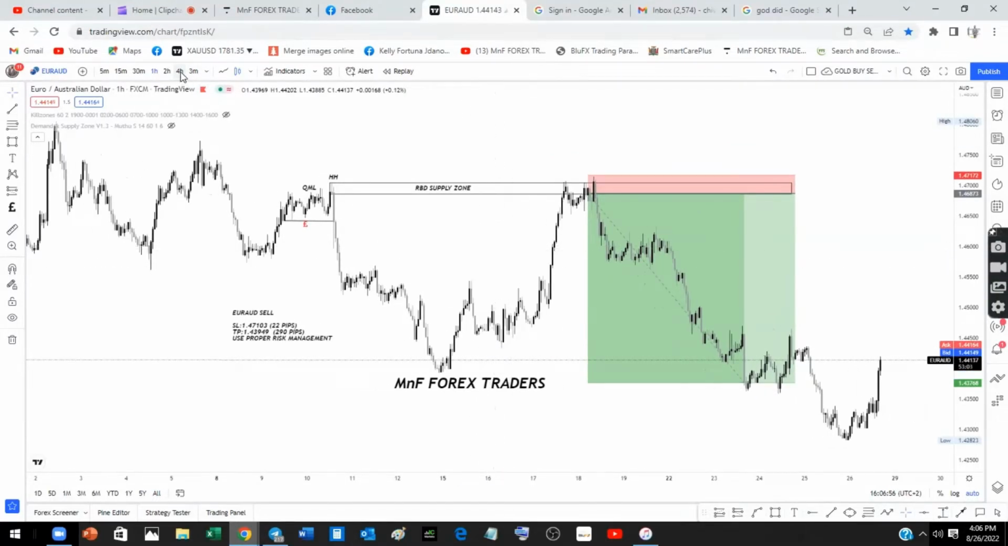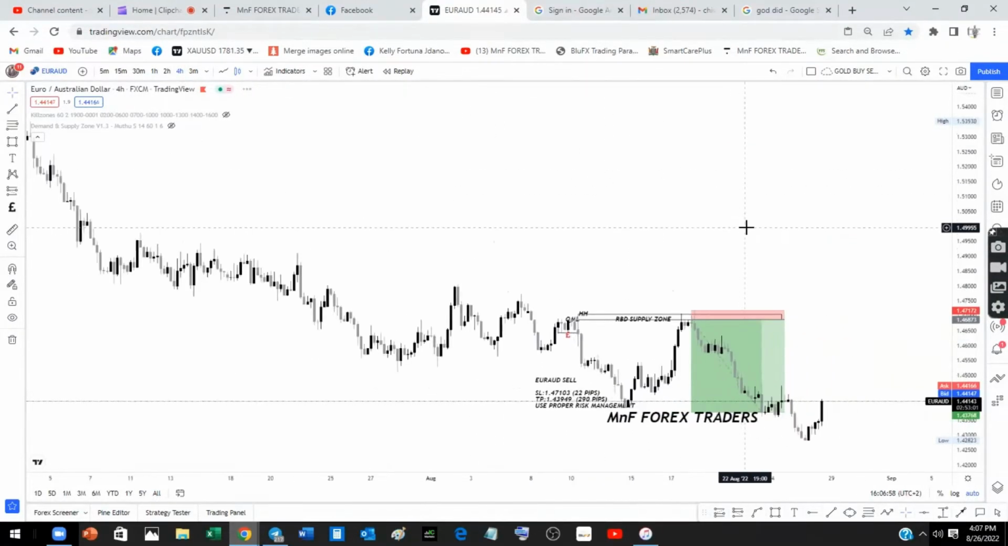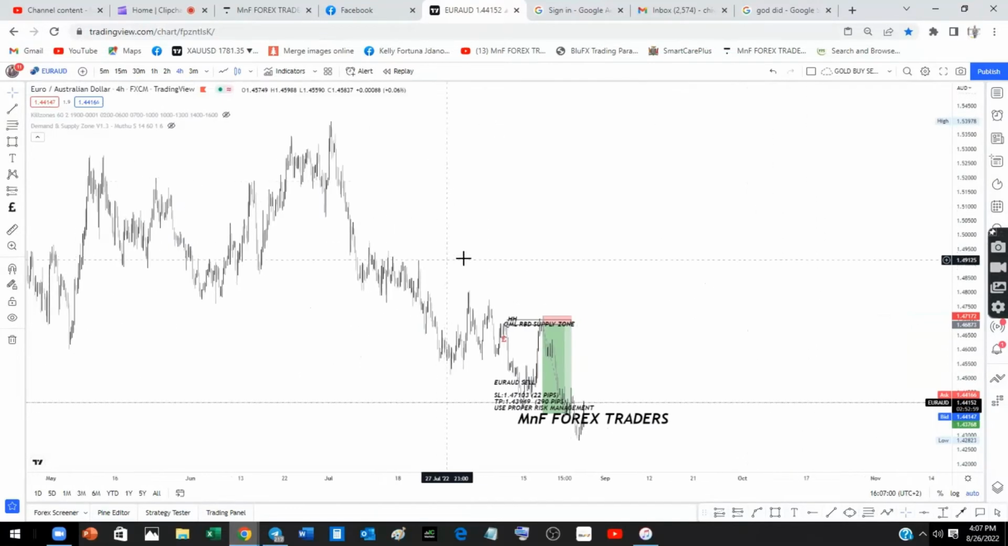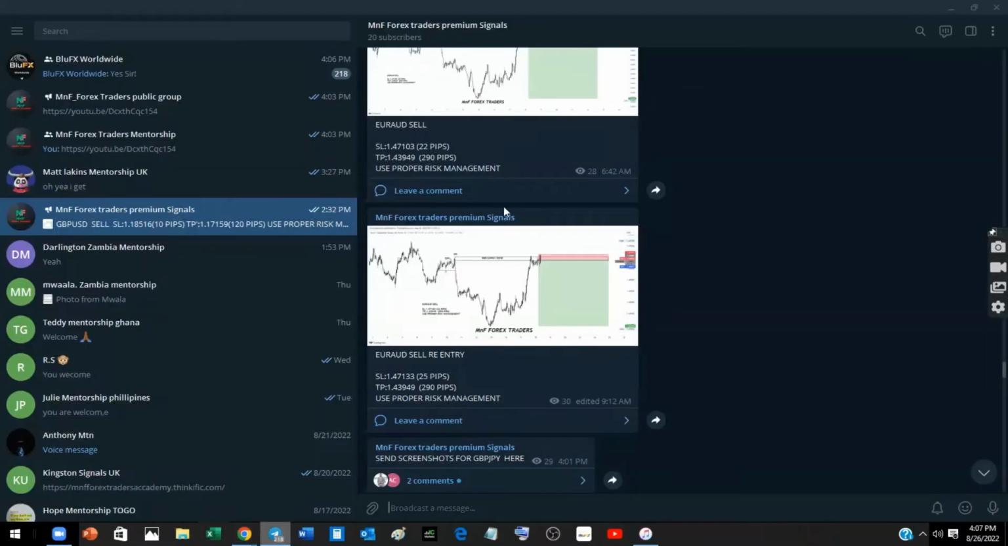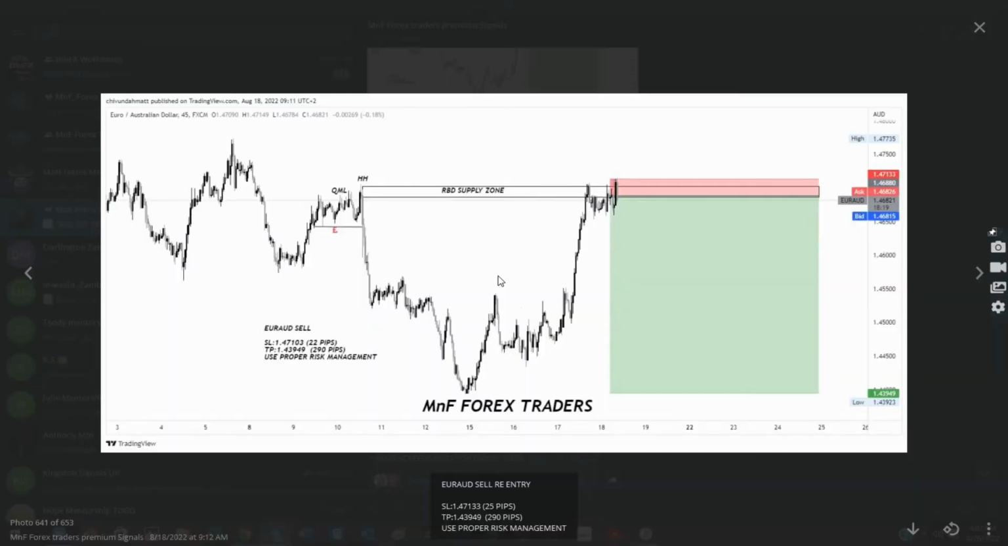All right, so we had a beautiful trade on Euro AUD. Let me just show you. This was sent on the 18th of August 2022. You can clearly see that we had a beautiful rally based drop supply zone, and at this level here we had the QML, we had a low, higher high, and a break of structure right here. And then we waited for price to come to our level right here.